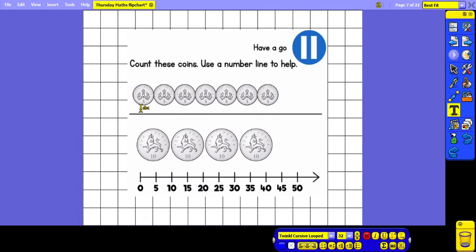Okay, so starting with the 5 pences, we can count in our multiples of 5. So we've got 5, 10, 15, 20, 25, 30, 35. And that's 35 pence. And then for the 10p's, we can count in our tens. So 10, 20, 30, 40. And this time we have got 40 pence.